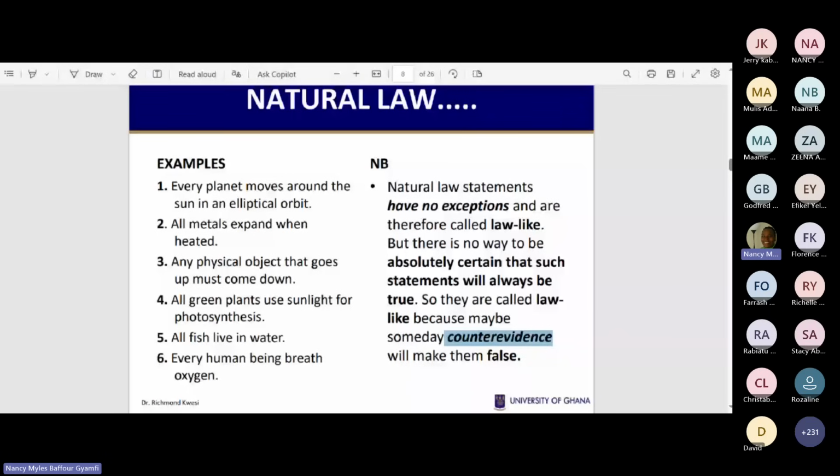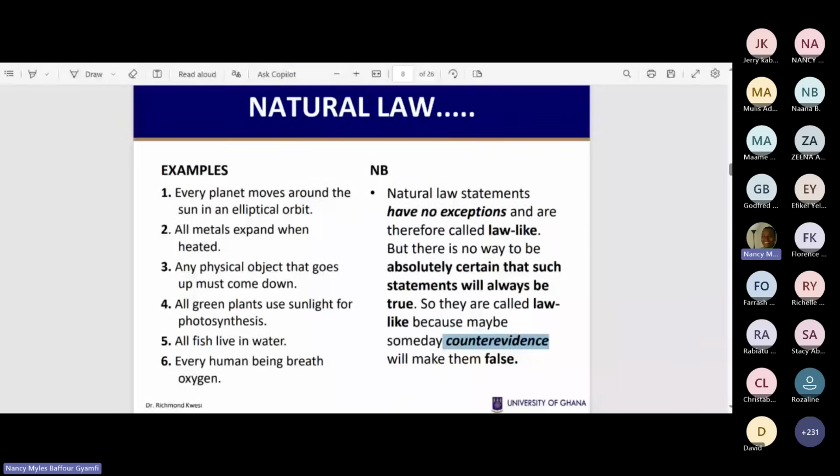Why are we saying that? If it is a law, then when there is a deviation, when something doesn't go according to how it is, if you found a metal that would not expand when heated, you would have to arrest that metal and make it expand by force when heated. Is that what we do? No. We don't do that because we are not absolutely certain. Look on my screen, please. That such our statement will be true all the time.